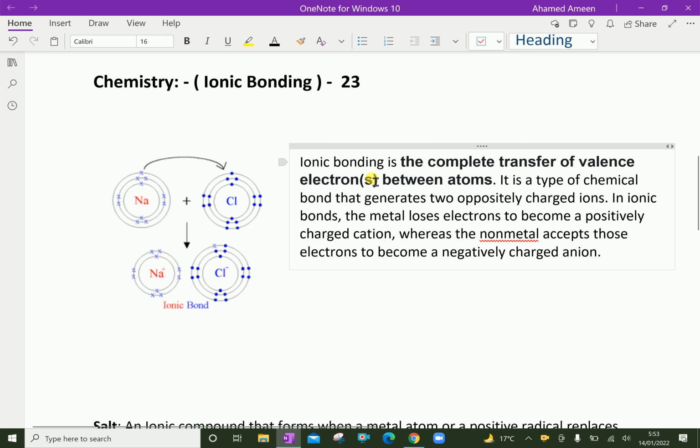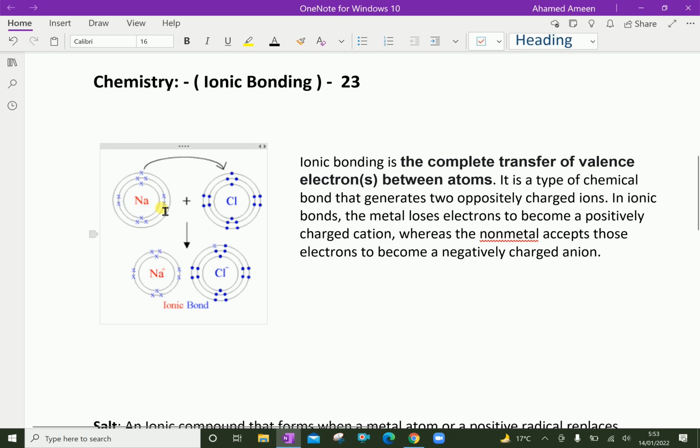In chemistry, let us discuss ionic bonding. Ionic bonding is the complete transfer of valence electrons between atoms. It is the type of chemical bond that generates two oppositely charged ions. In ionic bonds, the metal loses electrons to become a positively charged cation, whereas the non-metal accepts those electrons to become a negatively charged ion.